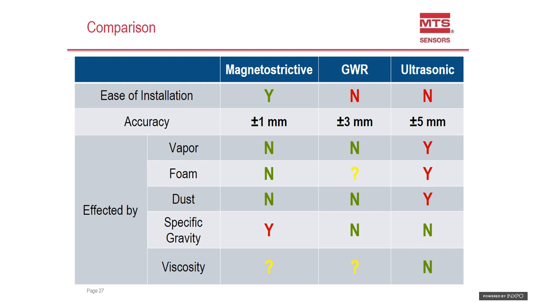Specific gravity, if you have large changes in specific gravity, since magnetostriction is a float-based technology, you can have issues. For the guided wave radar and the ultrasonics, they're based off of differences, so they would not have the same issue with specific gravity. Viscosity, ultrasonic is a non-contact solution, so it does not care about the viscosity of the liquid, whereas for magnetostrictive and guided wave radar, you can have issues depending on the viscosity of the liquid.